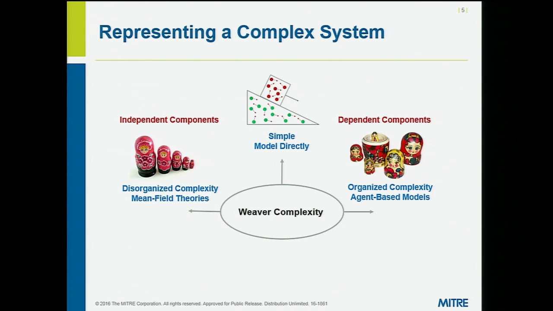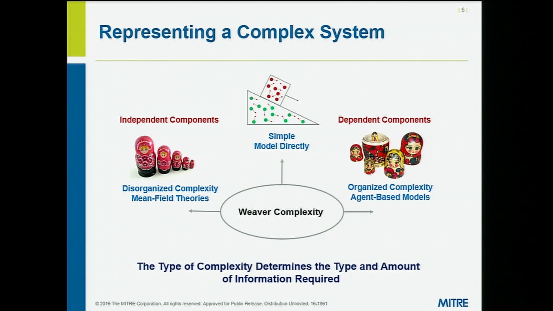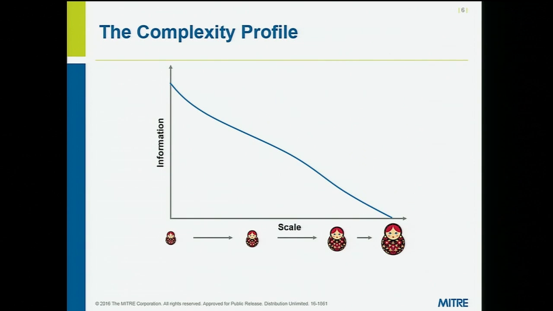I think more relevant to the problem that we're looking at is organized complexity, where you look at this as a bunch of embedded Russian dolls, where one component actually fits within another component, you have complexity that grows on a spatial and temporal scale, and there are ways of dealing with problems such as this as well, and that's called the use of agent-based models. So the important thing here is that the type of complexity that you're dealing with really determines the type and the amount of information that's required.